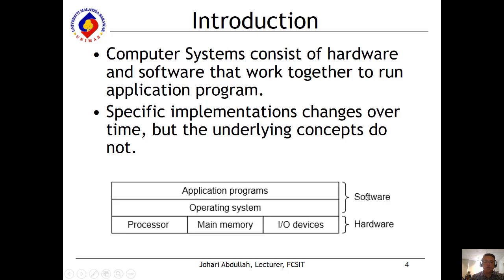And later we're going to see the software can be divided into application programs, which is the high level program, and operating system, which is the system level program. And hardware, of course, there are various hardware components in our computer system. Can be processor, the RAM, the memory, the I/O input output, and so on.